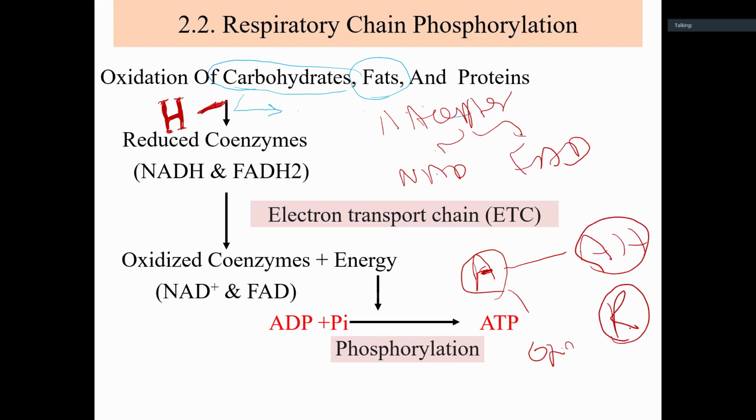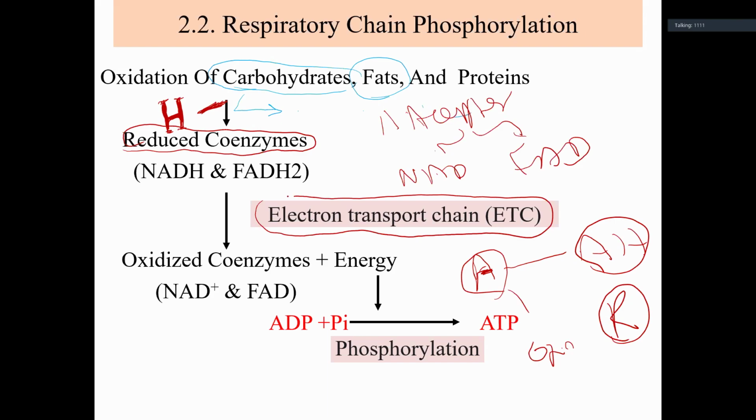Very good. So these hydrogen acceptors are basically coenzymes. And when they receive hydrogen, they become reduced coenzymes. Clear? And then, with these reduced coenzymes, now the story starts. These reduced coenzymes will go to the mitochondria. If they are already present in the mitochondria, no problem. But if they are present outside the mitochondria, then you have to take them to the mitochondria.